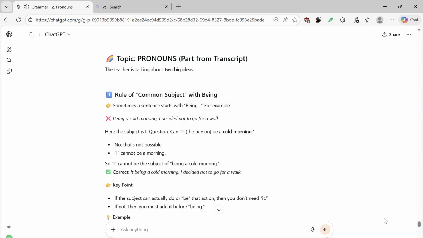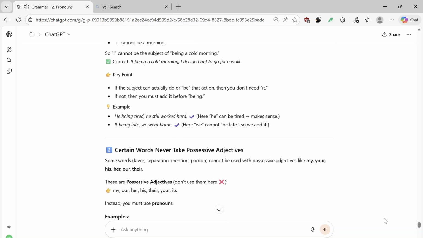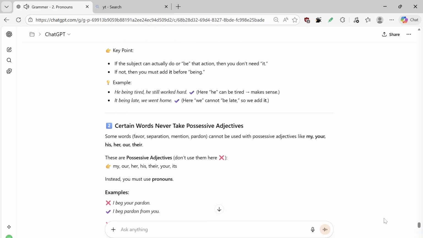Key point, if the subject can actually do or be that action, then you don't need it. If not, then you must add it before being. Example, he being tired, he still worked hard. Here, he can be tired, so it makes sense. It being late, we went home. Here, we cannot be late, so we add it.